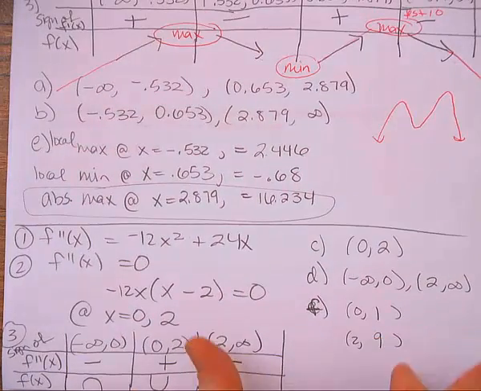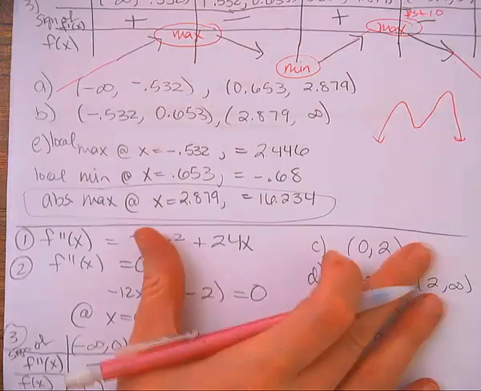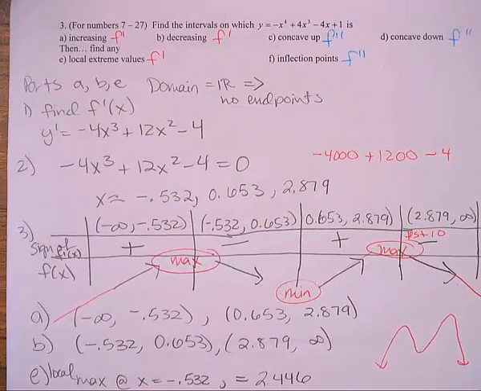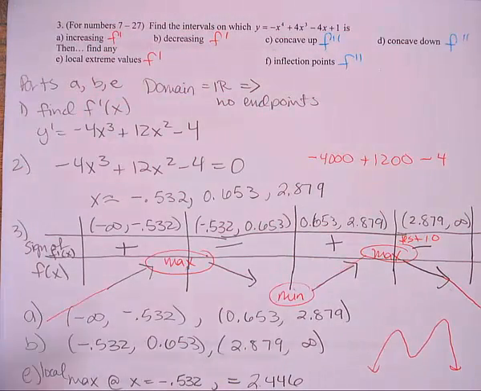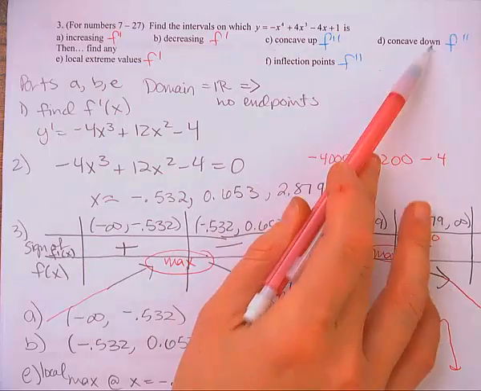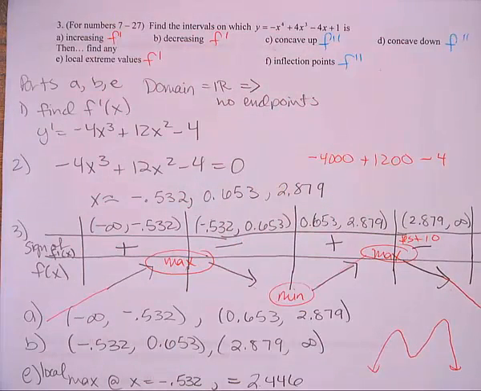So you can see how involved these problems are, because they basically are two problems wrapped into one. When you're asked to find increasing, decreasing, and extreme values, you do the first derivative. When you're asked to find if it's concave up, down, and then inflection points, you use the second derivative, but the process is the exact same. So we're going to try out a couple of these in class, and I'll see you there.